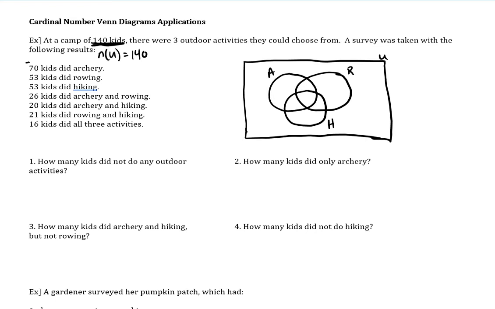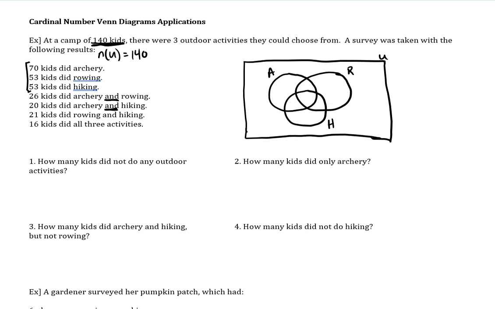We just have to remember that all of these, let's go ahead and block them for now. It says that these are their individual activities. So for instance, the 70 kids that did archery, that's the 4 regions inside of the circle A. So that means we cannot use it yet. Similar with the next 2, we can't use those either. Okay, and then we see "and." Remember that "and" is the intersection symbol.